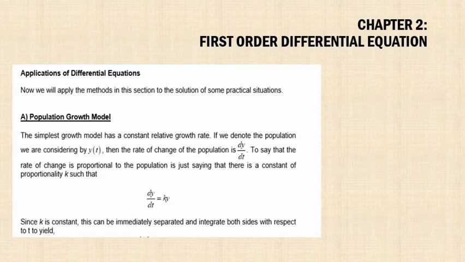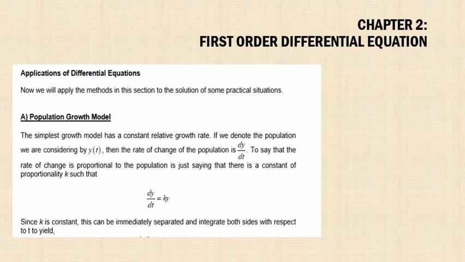First, we look at the population growth model. The simplest growth model has a constant relative growth rate. If we denote the population we are considering by y of t, then the rate of change of the population is dy over dt. To say that the rate of change is proportional to the population is just saying that there is a constant of proportionality k such that dy/dt equals ky.